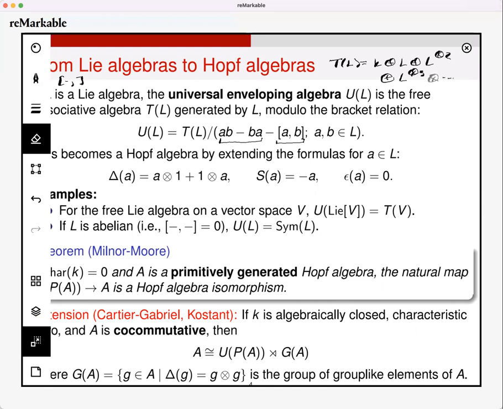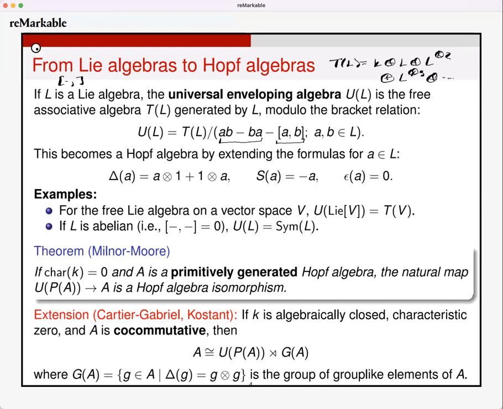You add up all finite tensor powers of your vector space, and then multiplication is formal. So if I want to multiply something in here by something in here, it's just concatenate the two tensors and put it in there. So that's the way in which it's a free algebra.